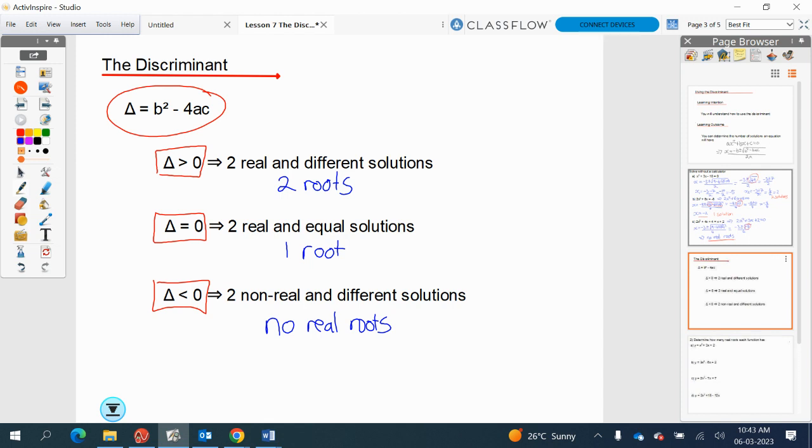We can apply this when testing to see how many solutions an equation is going to have without solving the equation.